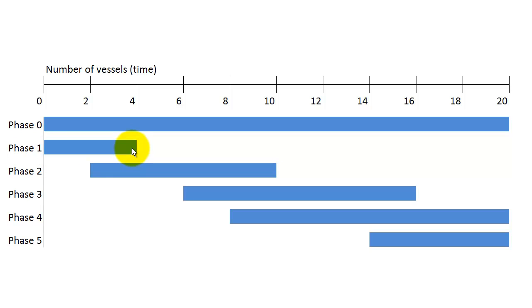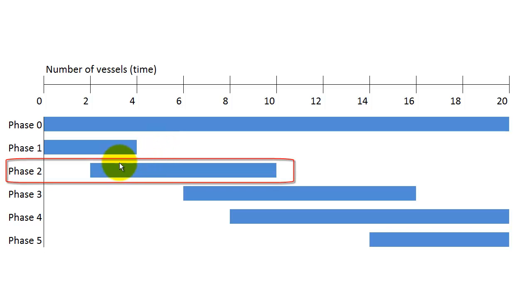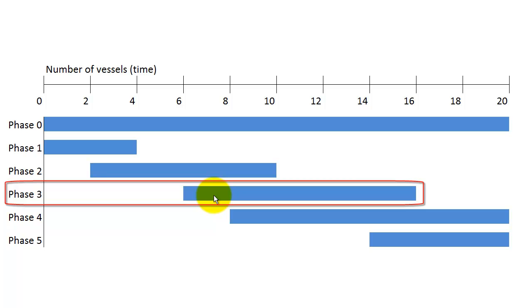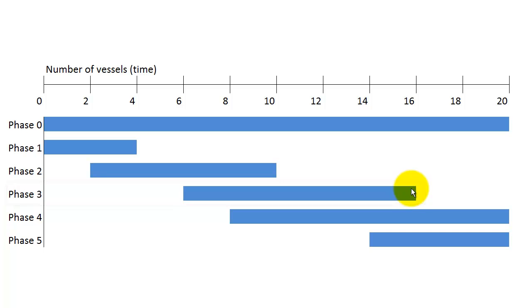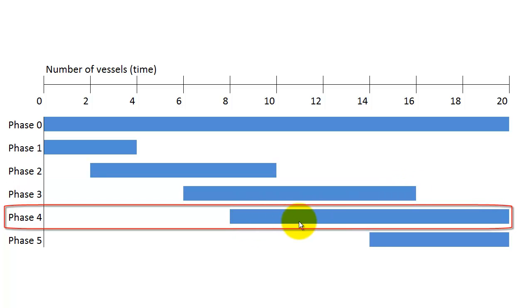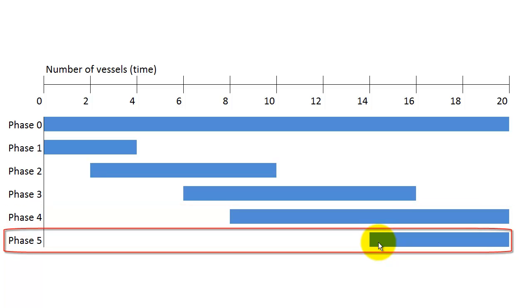Another modification or change in design may happen at any time. So in this example we also have a phase 2 going from vessel 2 to 10, and another phase which indicates a modification or change spanning from vessel 6 to 16, phase 4 going from 8 to 20, and finally last phase 5 that only goes for the last 6 vessels, from 14 to 20.